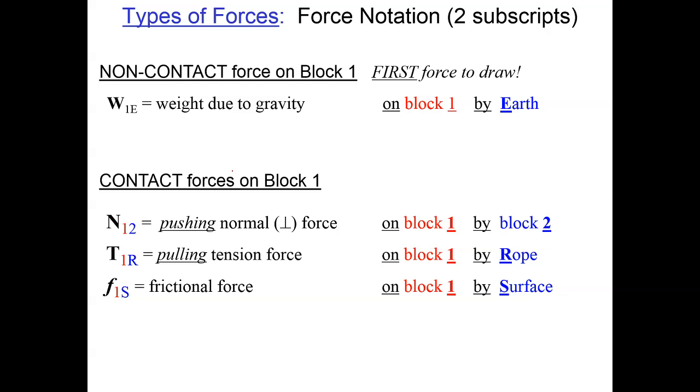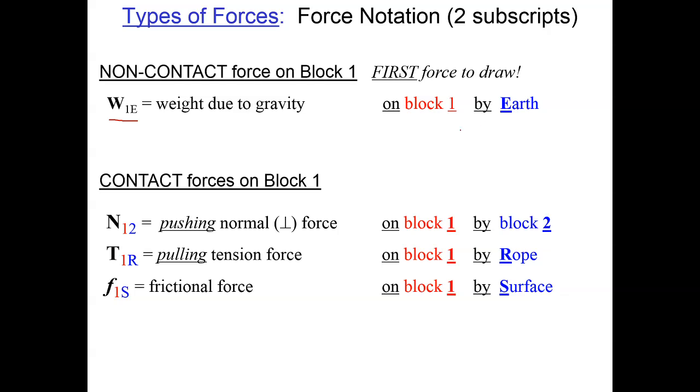I'd like to remind you again that we're going to use this two subscript notation, as shown here. The way that works is, for example with the weight force, we have W subscript 1e. This is the weight force on block 1 by the Earth. The W stands for weight force, the 1 is whatever object we're considering that has a force on it, and then the thing that is causing that force, the gravity force, is the Earth. This is usually going to be the first force we draw, since we're always looking at objects on the Earth, so everything is going to have this weight force.